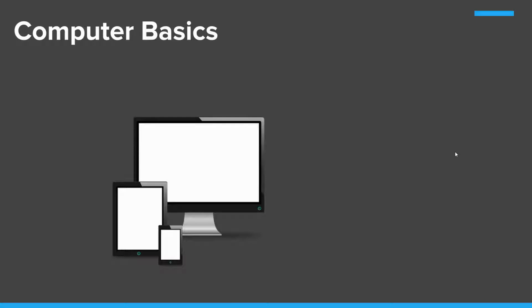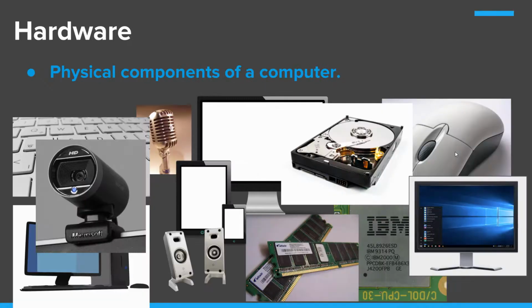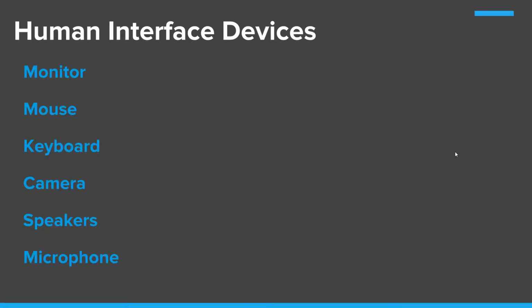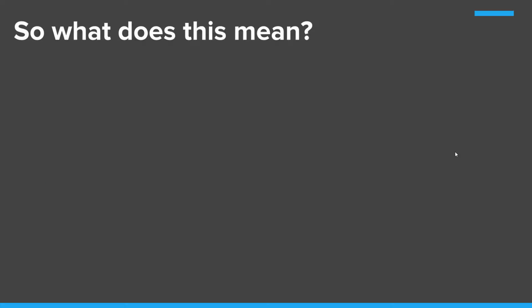And then when we talk about computer basics, we know that computers come in all different shapes and sizes. And there are a lot of different physical components and parts and pieces that make up a computer. Some of these components we call core components. You don't really see them. They're on the inside of the computer, like CPU, RAM, and storage. And there are other devices such as the monitor, mouse, keyboard, things like that, that we call human interface devices.